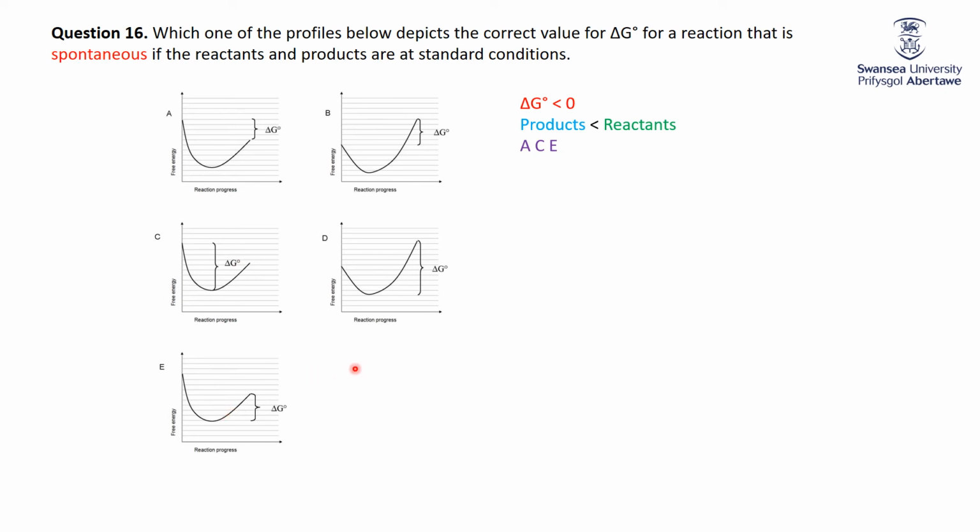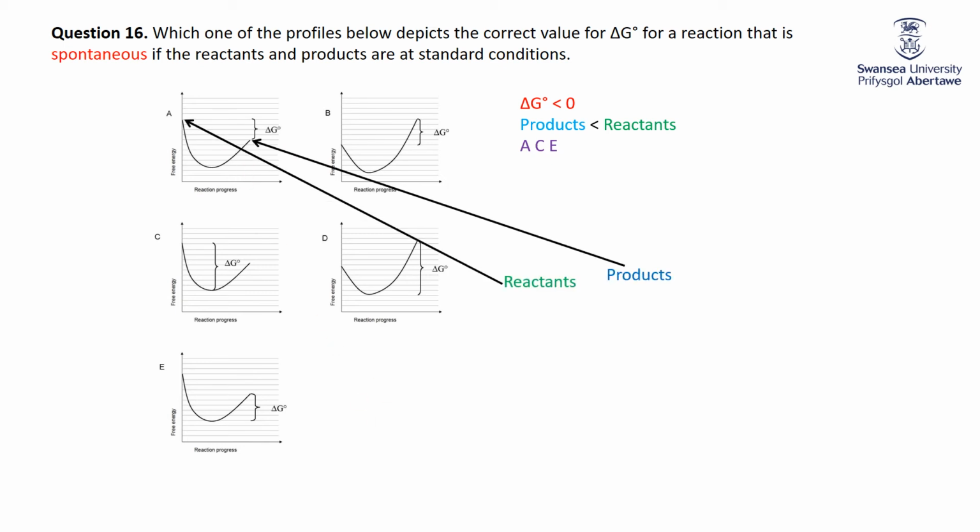Okay, now delta G is that difference between the reactants going down to the products. So therefore, here delta G is between reactants and the lowest energy situation, whatever that happens to be. Here in E, it's between that lowest energy situation and the products. Okay, so therefore the answer is A.